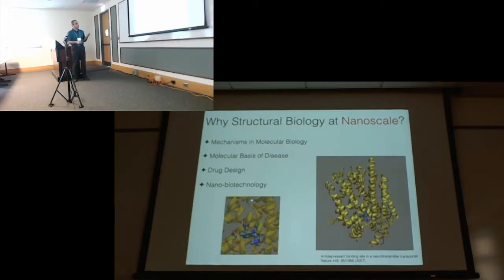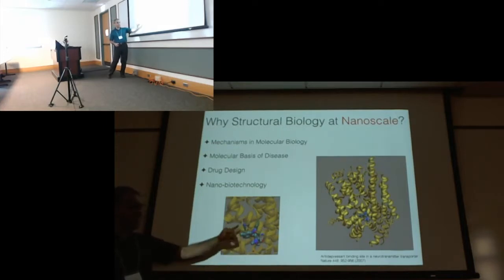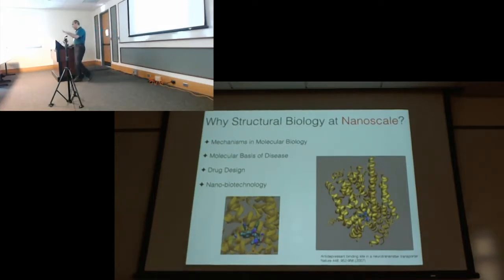These are some examples in biology in which you would like to get into the atomic detail of the problem. Mechanisms in molecular biology, molecular basis of diseases, what happens when you have a single mutation, why this enzyme stops working. Drug design, this is an example of a tricyclic antidepressant bound to serotonin transporter, an analog of neurotransmitter transporter. This drug has been on the market for, I don't know, 30, 35 years, and now we know exactly where it binds, how it interacts with these amino acids, why mutation of these might affect the binding affinity, et cetera.